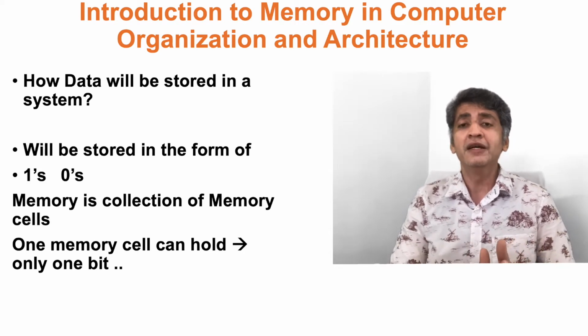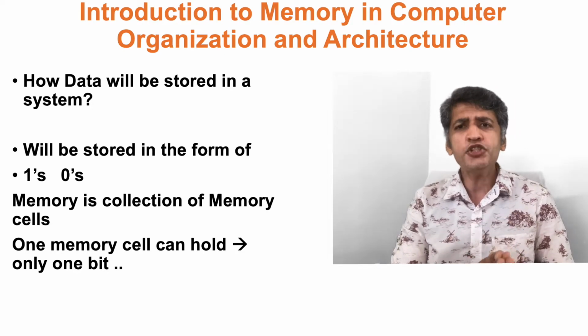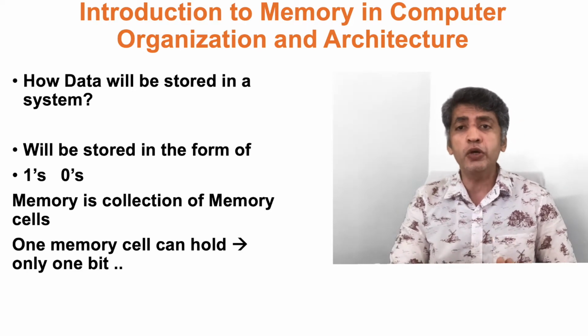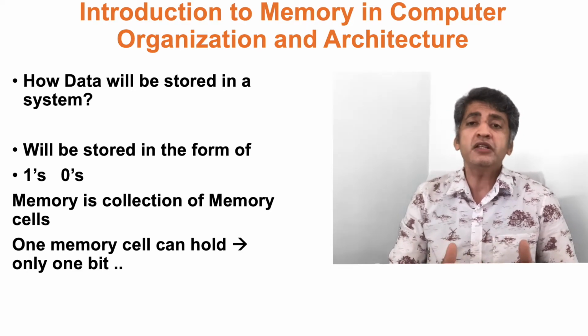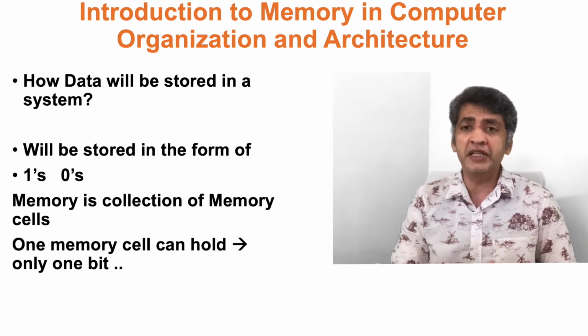So how is your memory organized? Your memory is a collection of memory cells. Each memory cell can hold only one bit, so either 0 or 1. These are the two values your memory cell can hold, only one bit at a time, right?